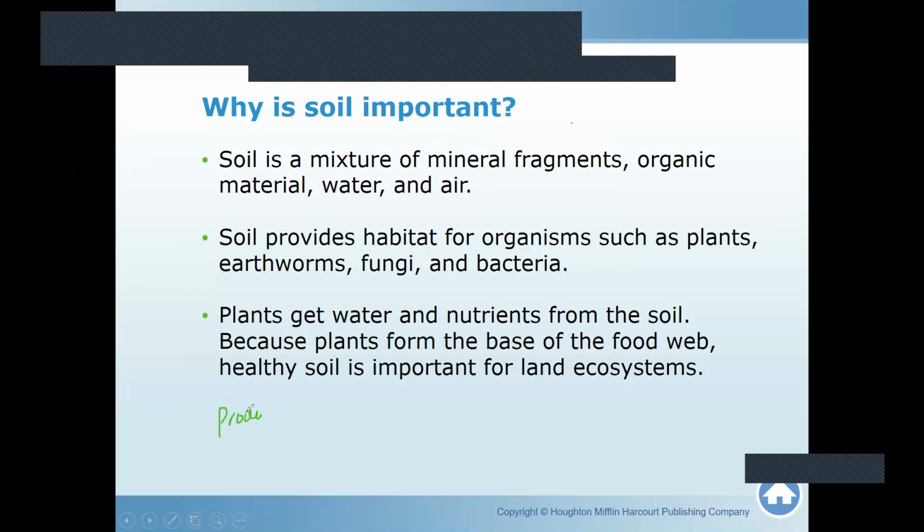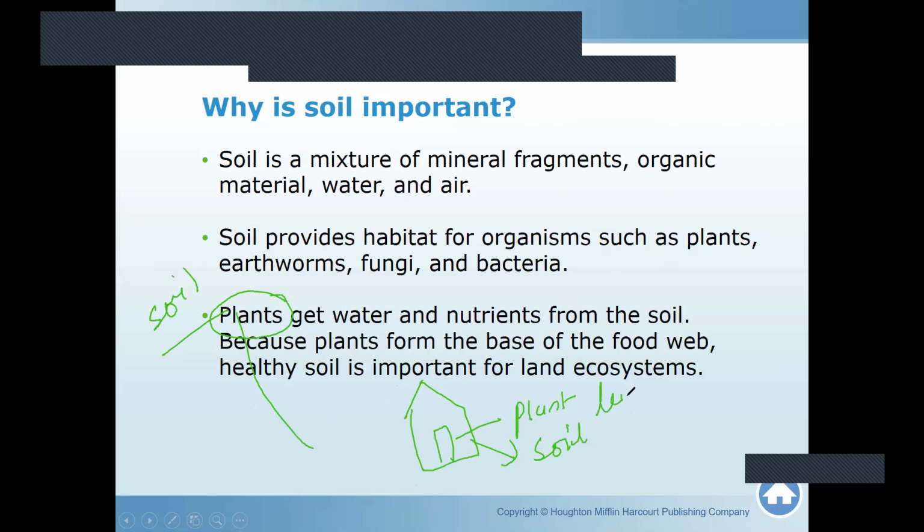Producers. Don't you think producers means plants? Plants. Yeah, and next come consumers. Can you imagine the consumers' life without plants? No plants, no consumers. Okay, so we know that plants are very important. The house of plants is soil. This is the house for plants. They live, plants grow well in the soil. So that's why soil is very, very important.